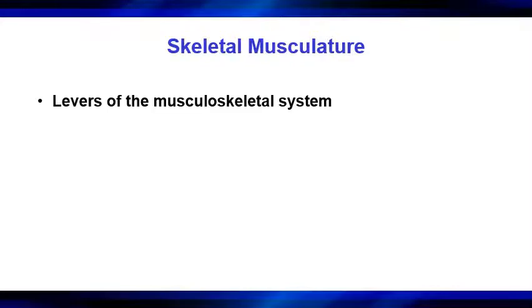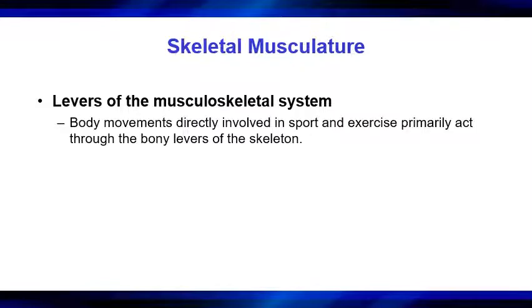If we look at the levers of the musculoskeletal system, body movements directly involved in sport act through bony levers of the skeleton. So we're going to be talking about levers. This is a concept discussed in biomechanics, and really we use levers every day, in day-to-day life. But our body consists of them as well. A lever is a rigid or semi-rigid body that, when subjected to a force whose line of action does not pass through its pivot point, exerts force on any object, impeding its tendency to rotate.